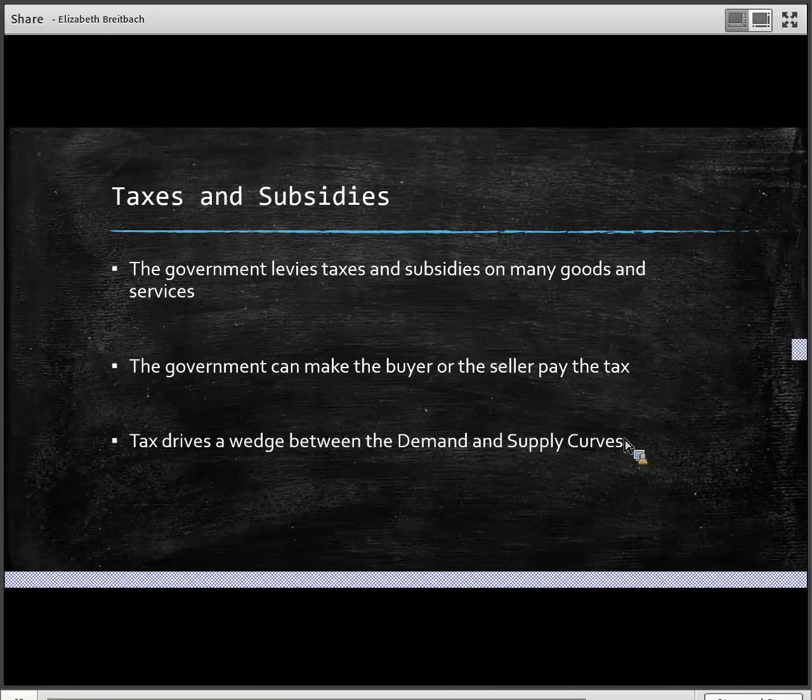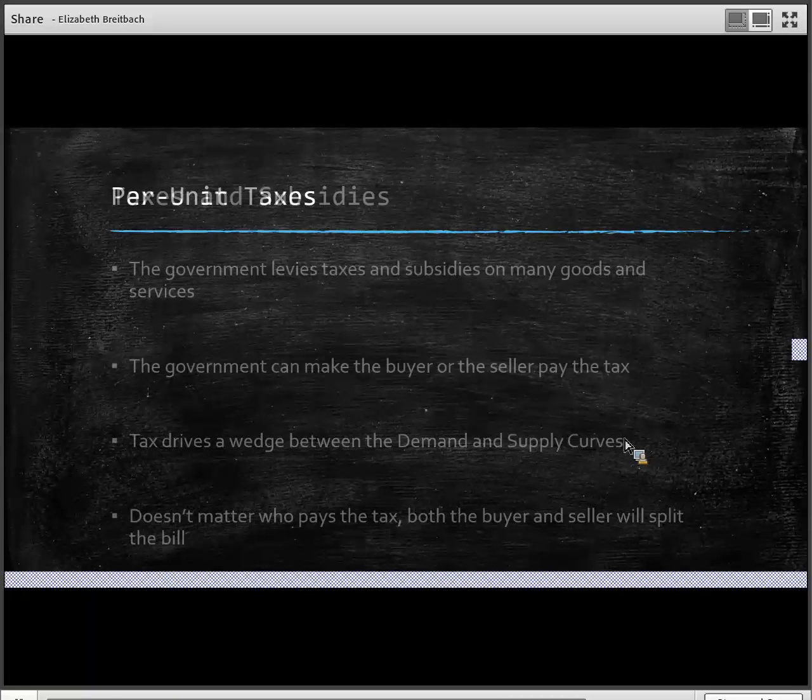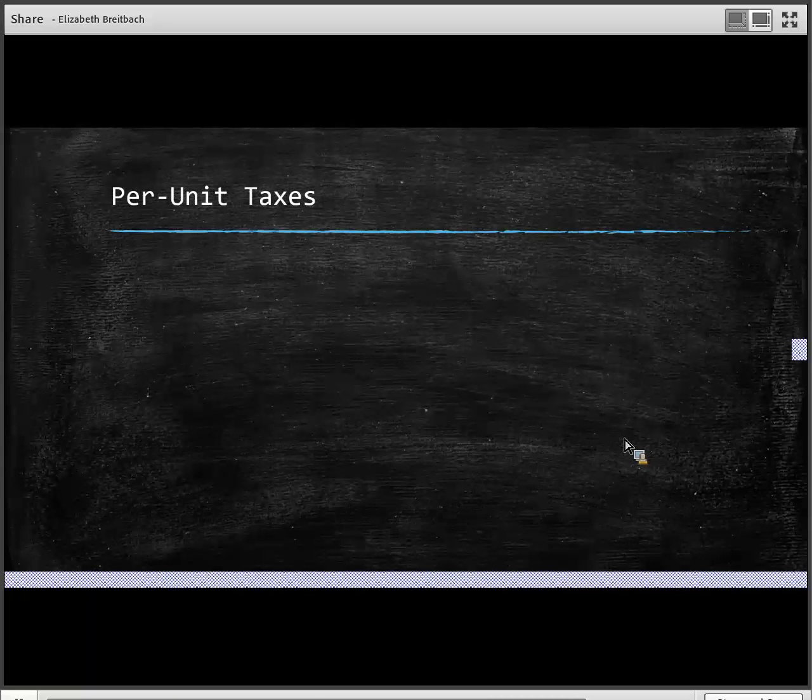And again, it doesn't matter who pays the tax. It doesn't matter if it's the Target receipt where I can see the tax, or something like the gas tax that's just built into the price. We're going to see the buyer and the seller split the tax. It's not necessarily going to be evenly. We're going to talk about how that's distributed, but they are going to split the tax in almost every case except the extreme cases.